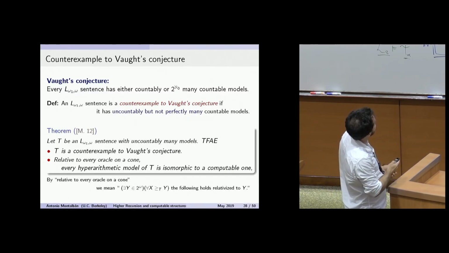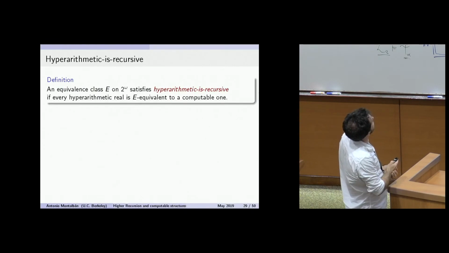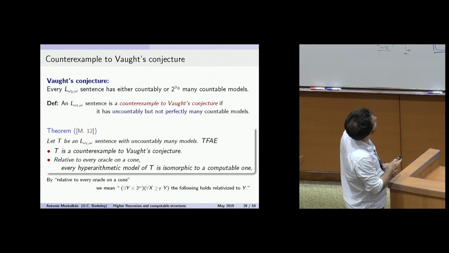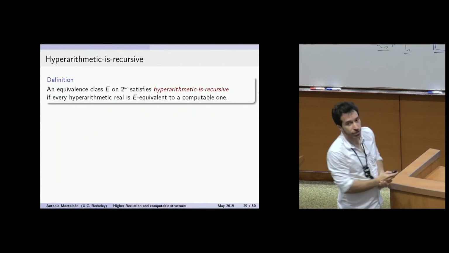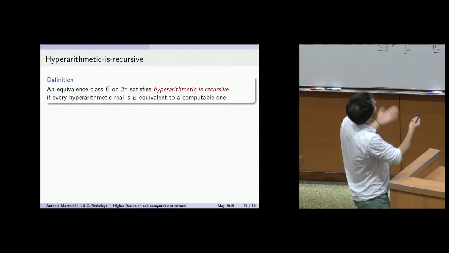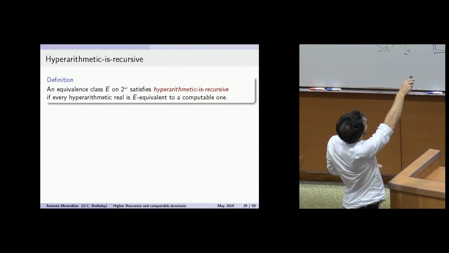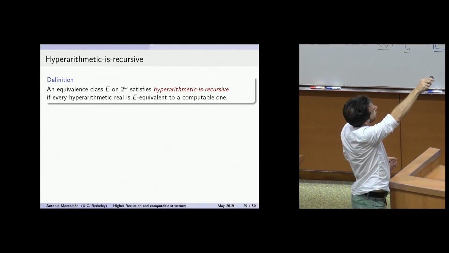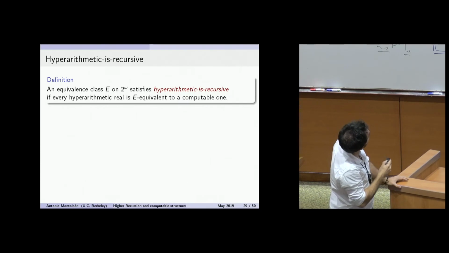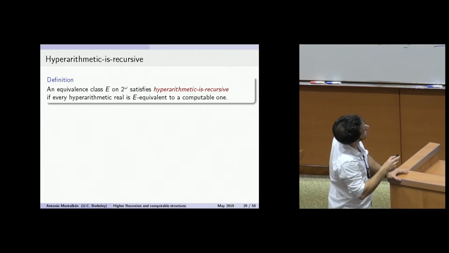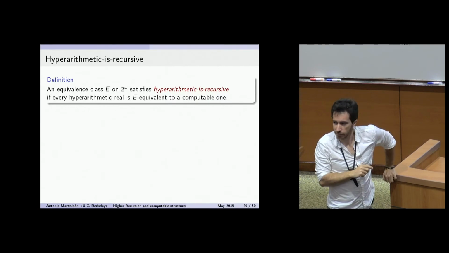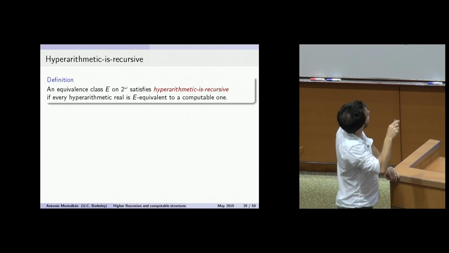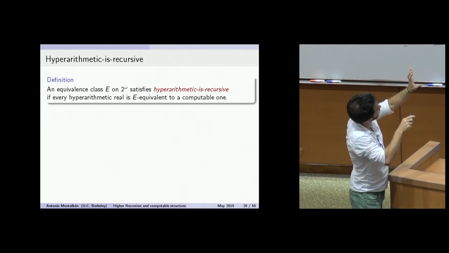Okay, relative to, I'm going to skip that. This property keeps on popping up, so let's generalize the notion. You have an equivalence relation E on the reals, which satisfies hyperarithmetic is recursive if every hyperarithmetic real is E-equivalent to a computable one. So every equivalence class of a hyperarithmetic real satisfies that.